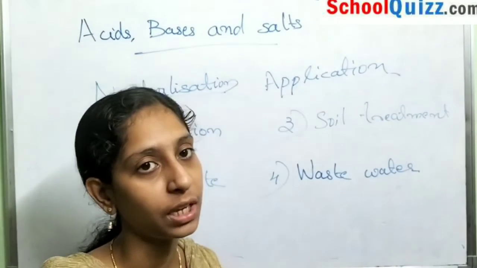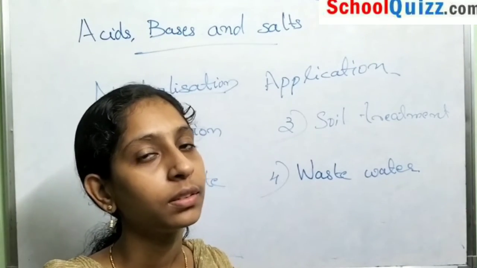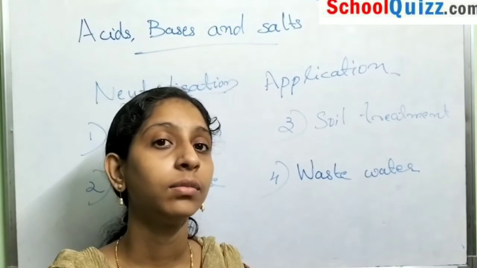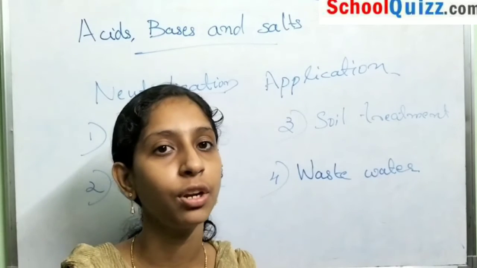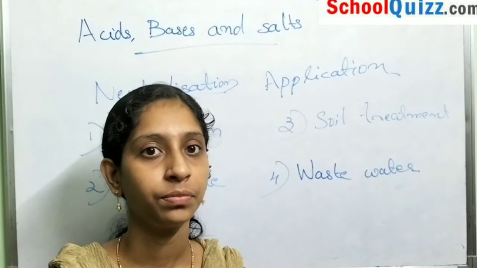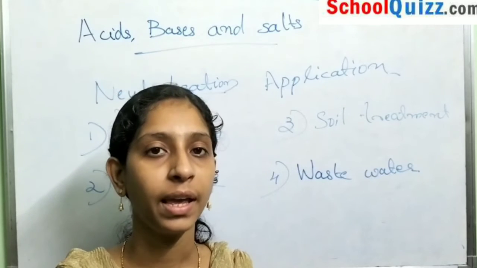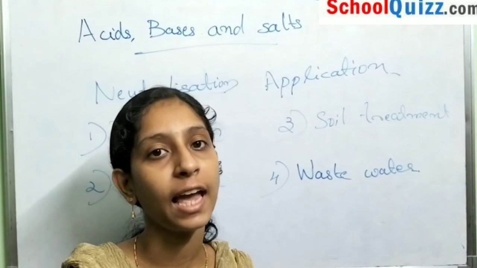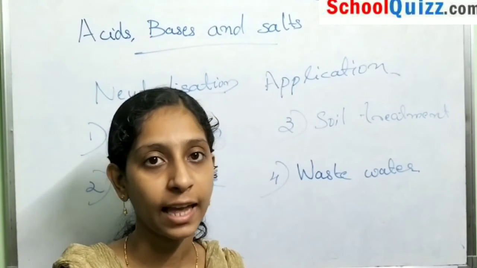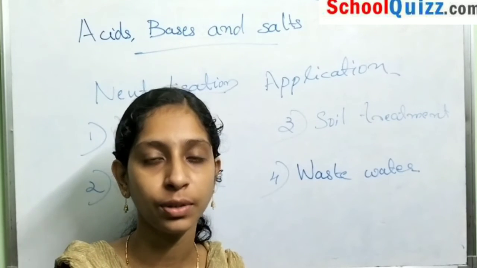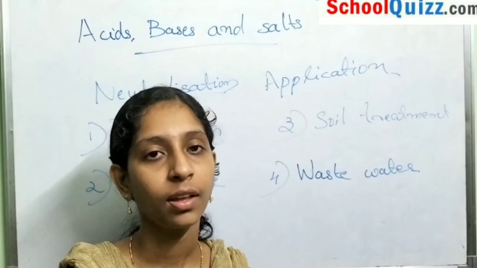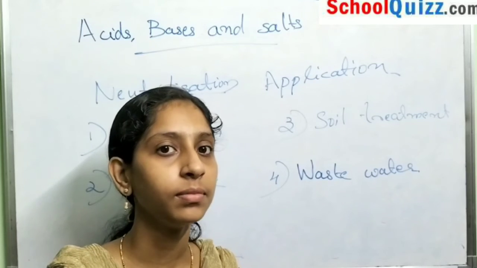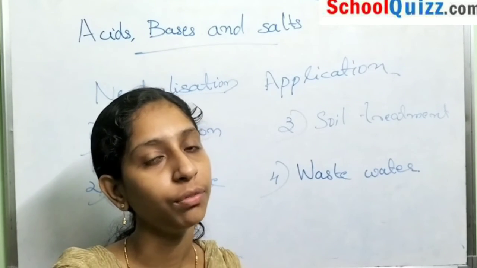These are the 4 applications of the neutralization reaction. What is the definition of the neutralization reaction? Acid and base react. The reaction between acid and base is known as the neutralization reaction. Salt and water are produced with the evolution of heat. This is the definition of the neutralization reaction.